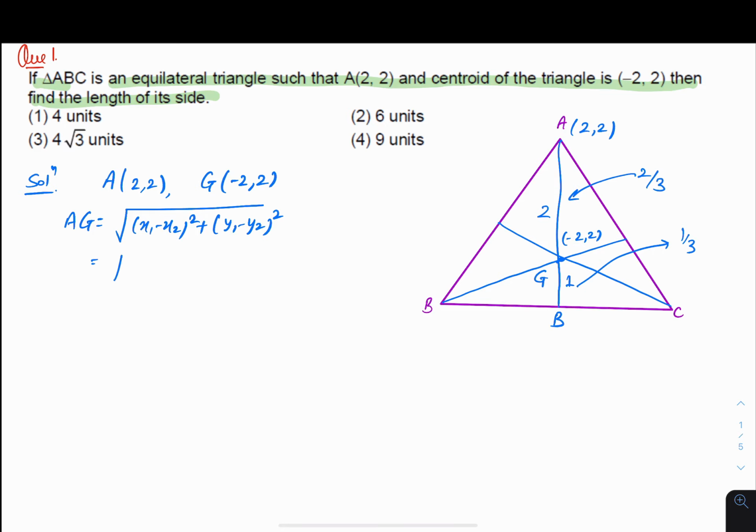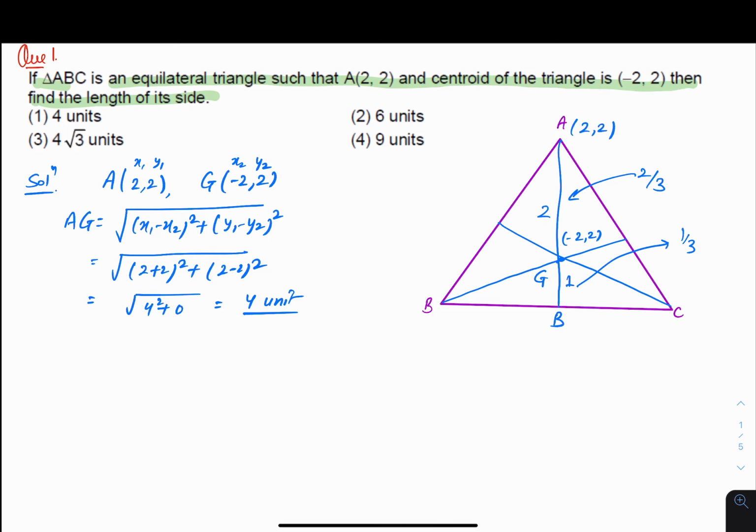So by just putting the values, you can consider this is x1, this is y1, this is x2, this is y2. So we will get the square root of (2 plus 2) whole square plus (2 minus 2) whole square, which results in only 4 square plus 0, which is actually 4 only. So the distance between A and G is 4 units, right? So we have got the distance between A and G.